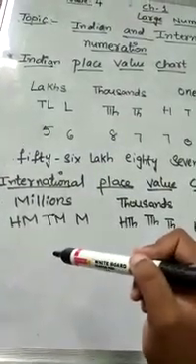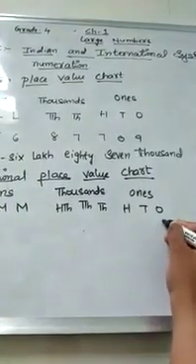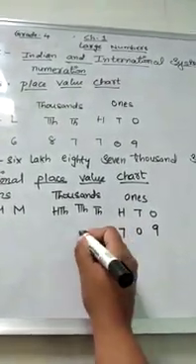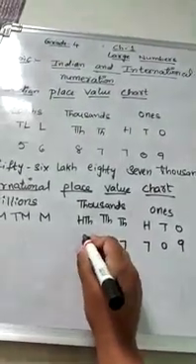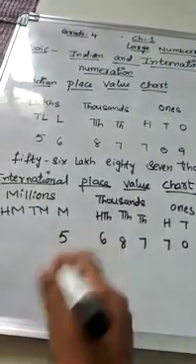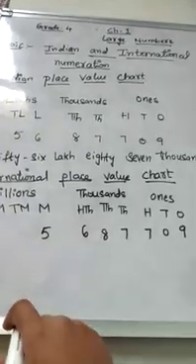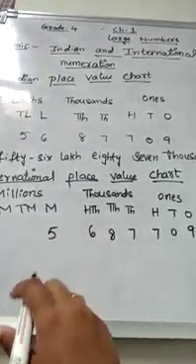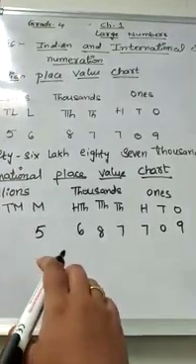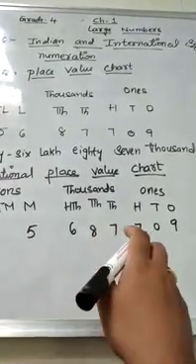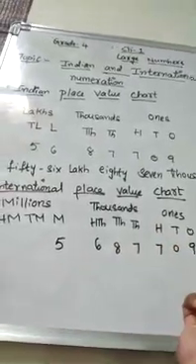Let us do it with one number. The same number we write here: 9, 0, 7, 7, 8, 6, 5. So how can we read this number? 5,687,709. Like this we have to read.